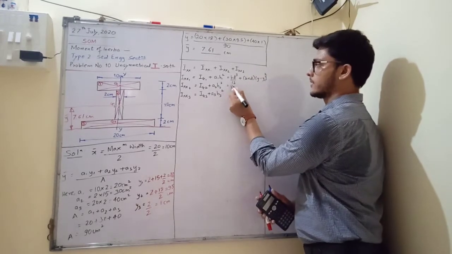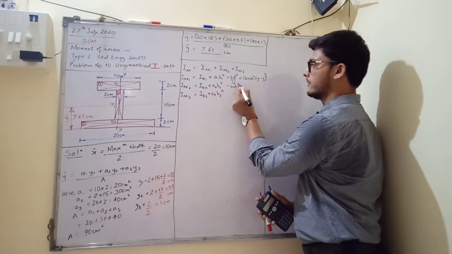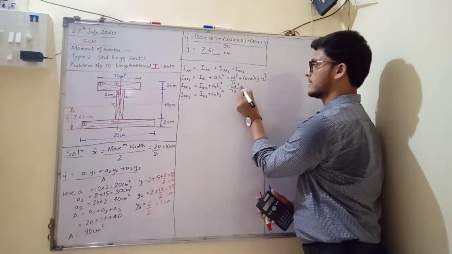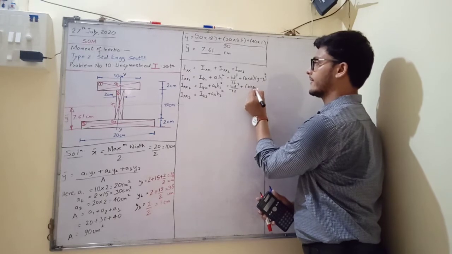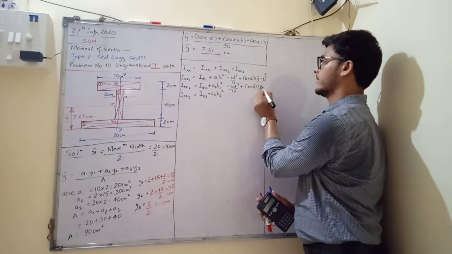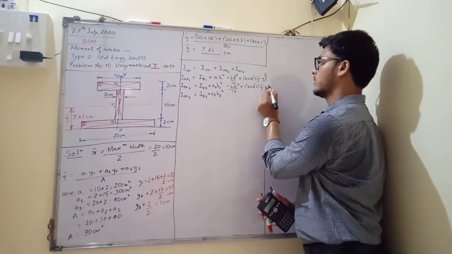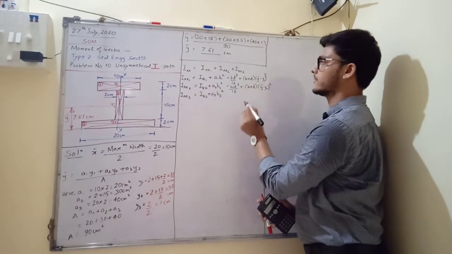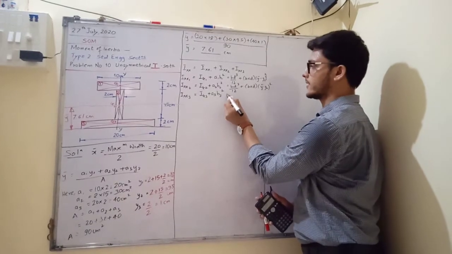Similarly, this also is BD cube by 12 plus area will be again B into D. Respective rectangle areas we have to take. Y bar minus y1, this will be y bar minus y2 the whole square. H is y bar minus y1, y bar minus y2 and y bar minus y3.